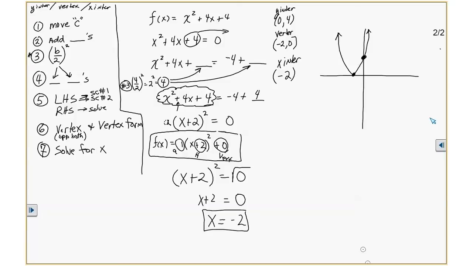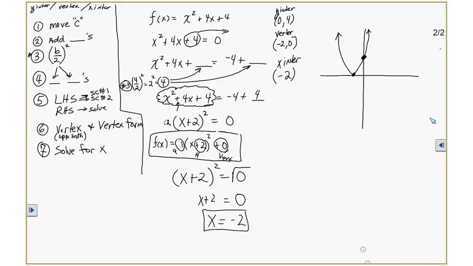What's the range? The range is from 0 to infinity. What's the domain of all quadratics? All real numbers. All these quadratics, the domain you should not miss, because it's all real numbers. And then what is your decreasing values? From negative infinity to negative 2, and increasing from what? Negative 2 to infinity. And that's how you complete the square.